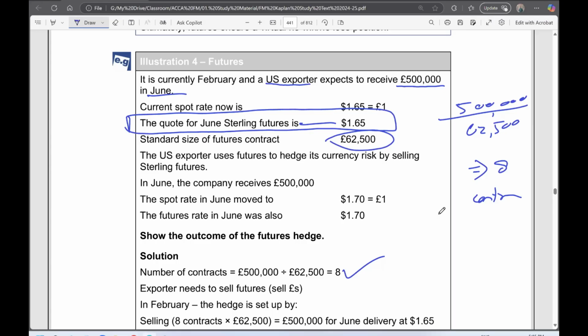But this is only possible when you have huge payments or huge receipts, right? It's not for small payments because it has a standard size and you can only make this contract in this standard size only. Is it clear to everyone? Sami, clear?